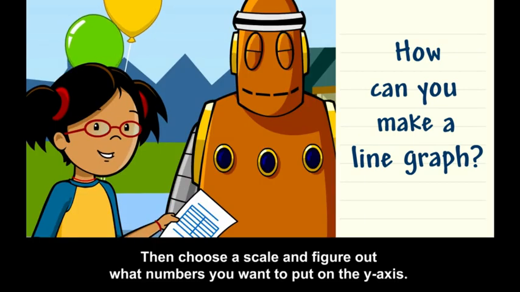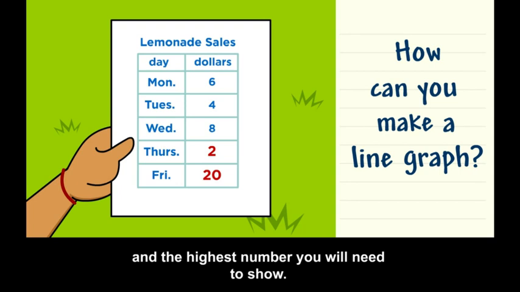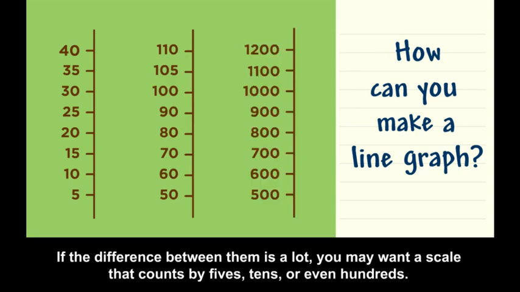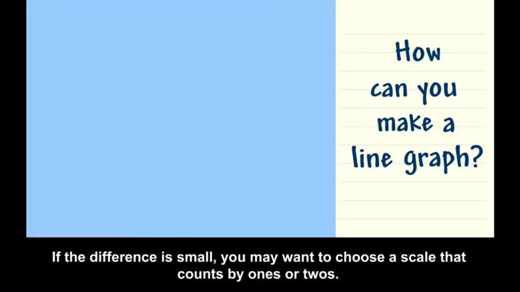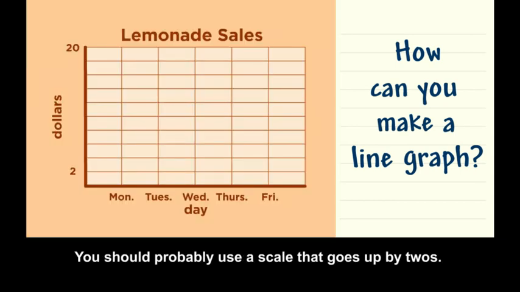Then choose a scale and figure out what numbers you want to put on the y-axis. Think about the smallest number and the highest number you will need to show. If the difference between them is a lot, you may want a scale that counts by 5s, 10s, or even hundreds. If the difference is small, you may want to choose a scale that counts by 1s or 2s. You need to show $2 and $20 on the same graph. You should probably use a scale that goes up by 2s.